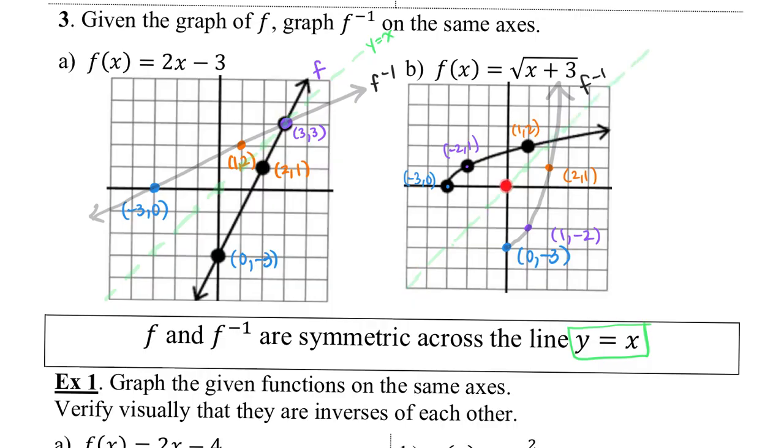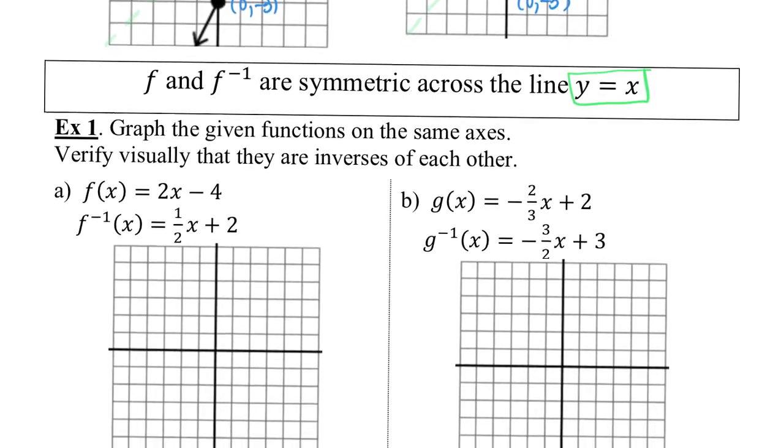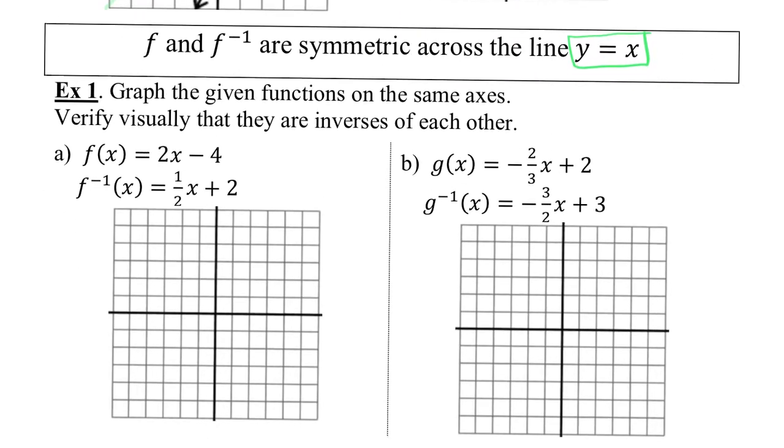If I were to fold along this line here, this stuff over here would match up with this stuff over here. So visually, if that looks like they're matching up, then they normally are the inverses of each other. Okay, so let's get to an example now. Okay, graph the given functions on the same axes.